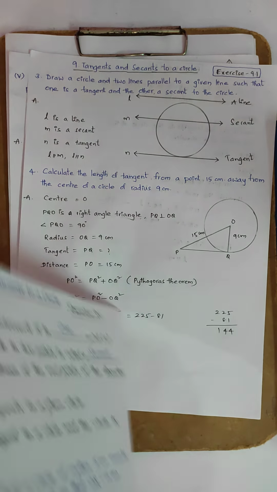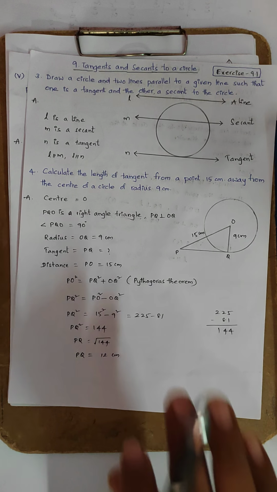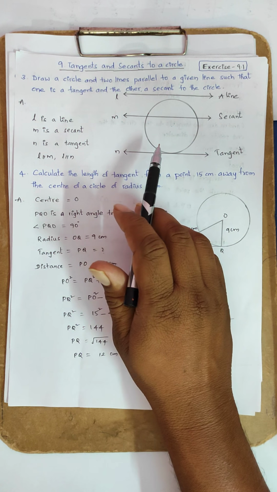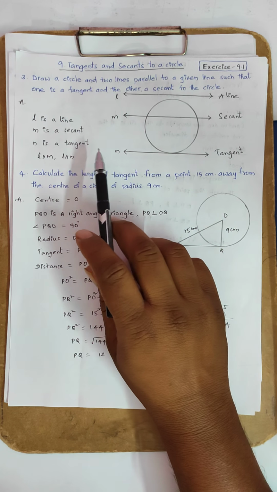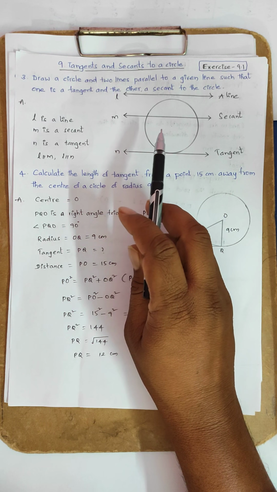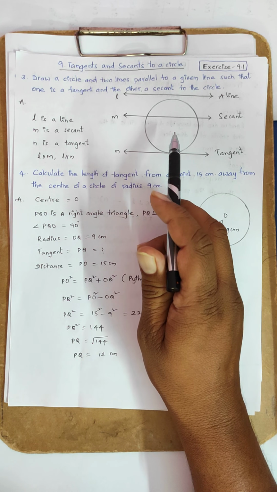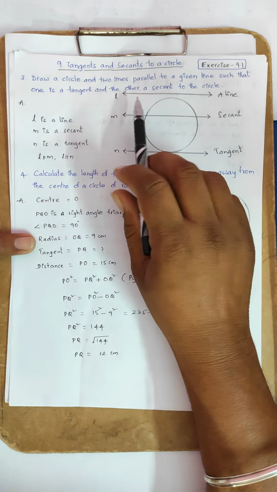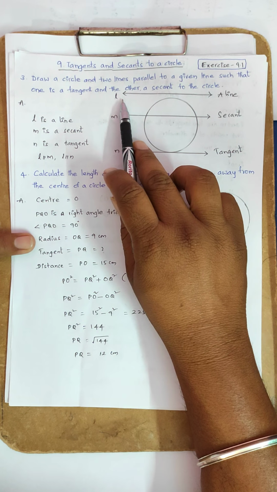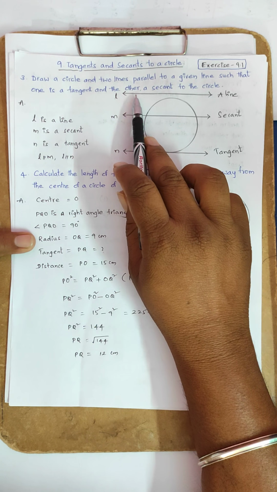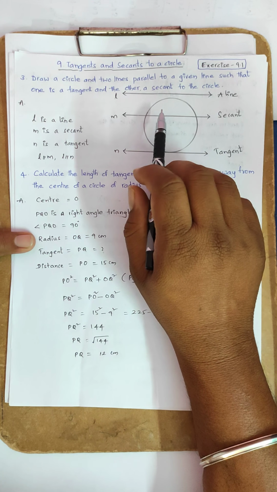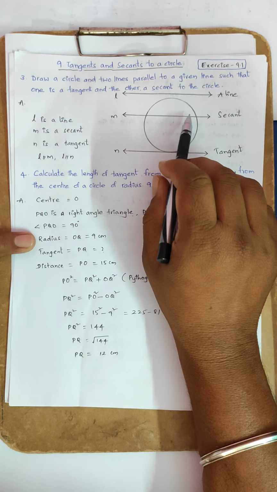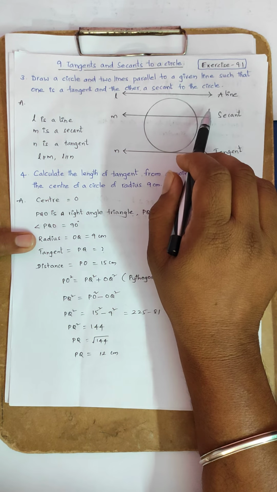Next, third one. Draw a circle and two lines parallel to a given line such that one is a tangent and the other a secant to the circle. First I draw a circle. In the exterior of the circle, draw a line L. For this line, draw a parallel line intersecting the circle at two different points. Then that is a secant.